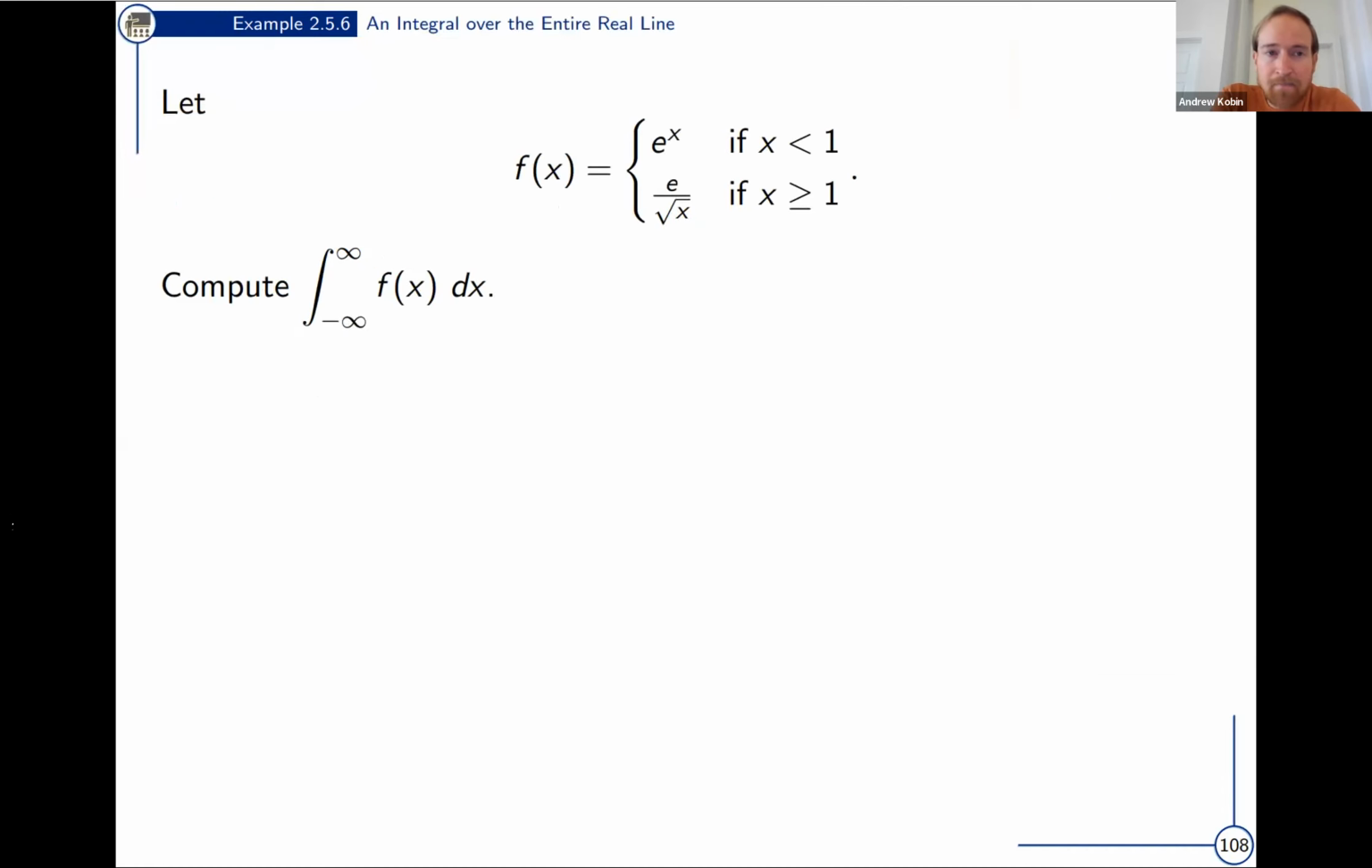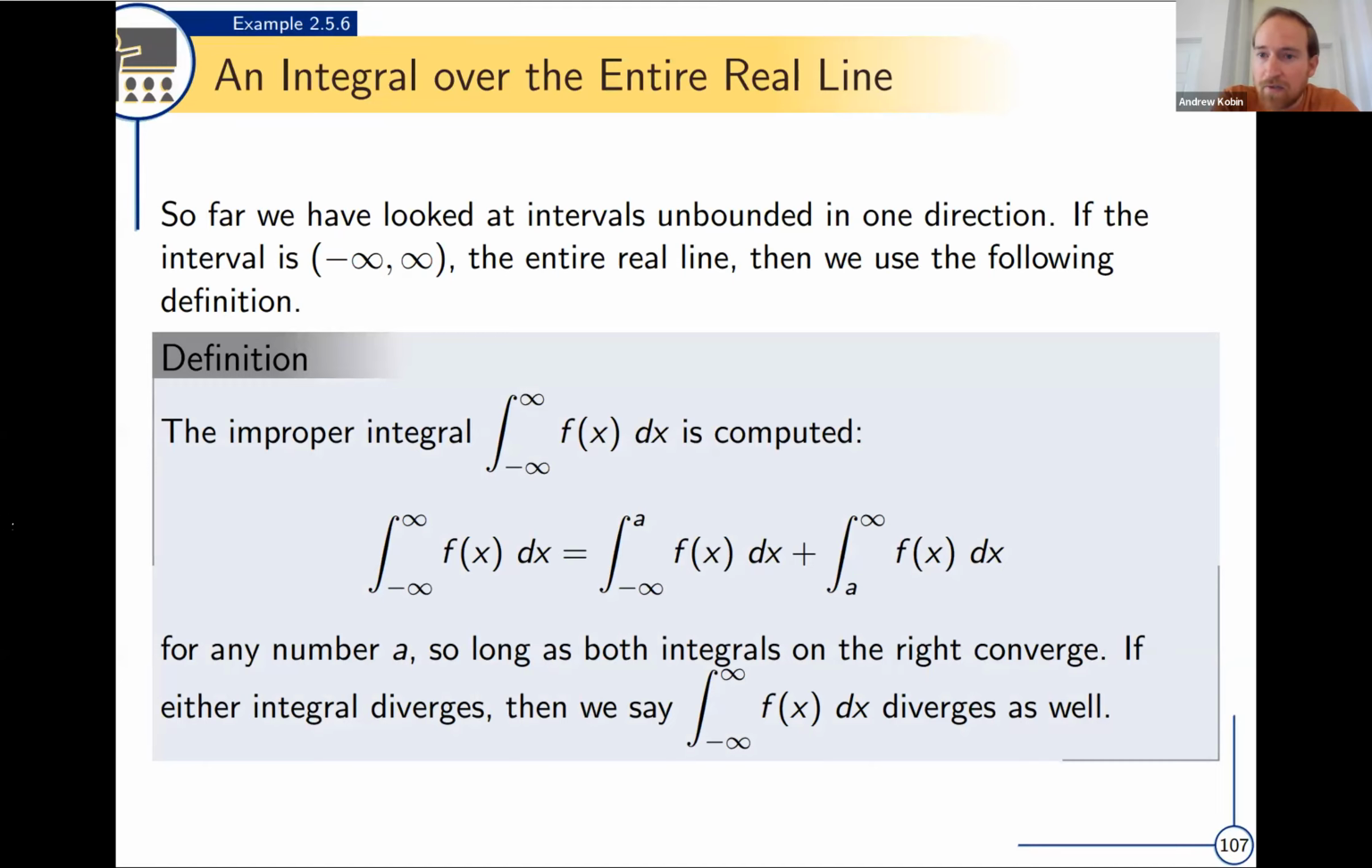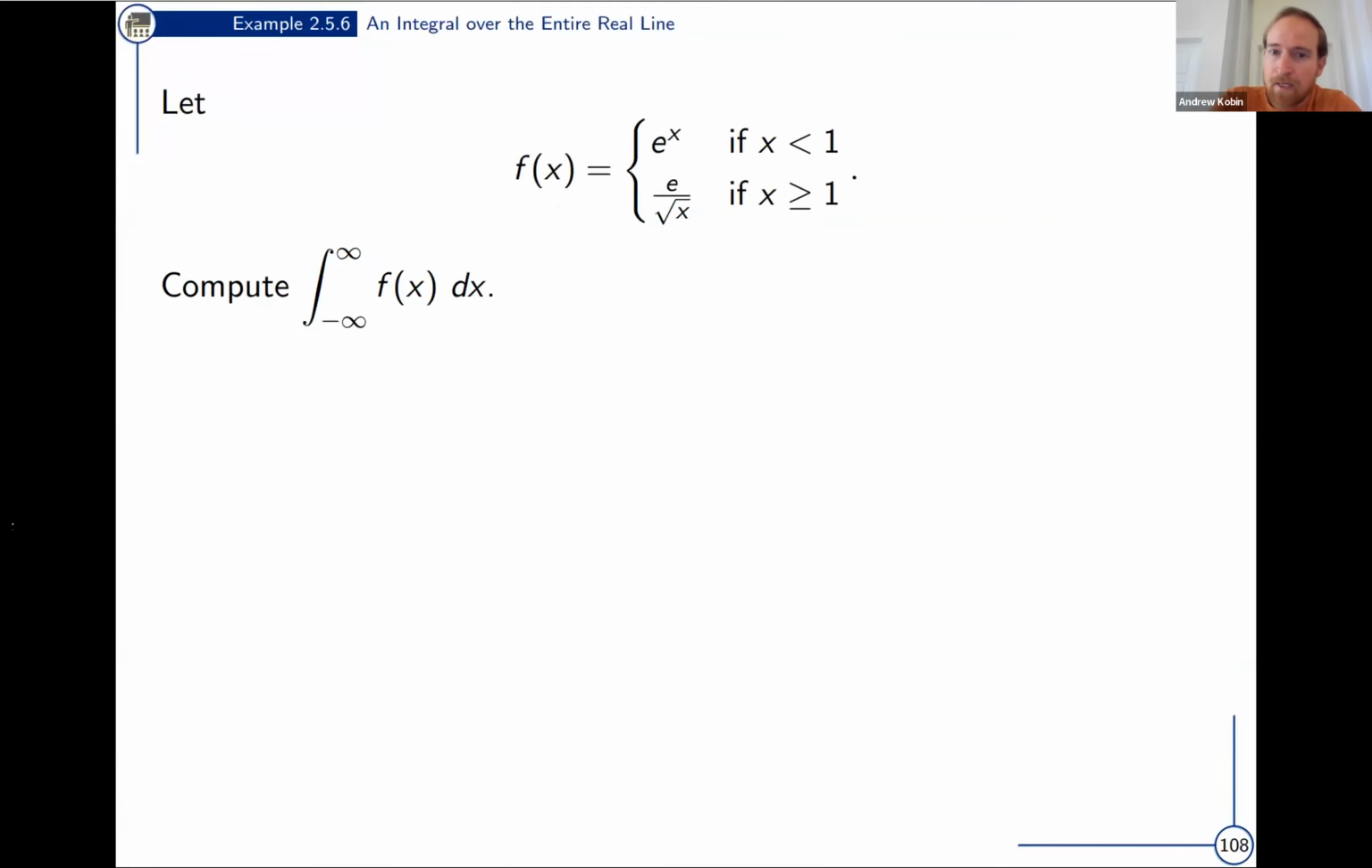Here's an example. Let's compute the value of this improper integral from negative infinity to infinity of f of x dx, where f of x is this piecewise function. Before I switch over and show you how to compute this, can you set up the first piece of the puzzle, which is splitting this up into two separate integrals?